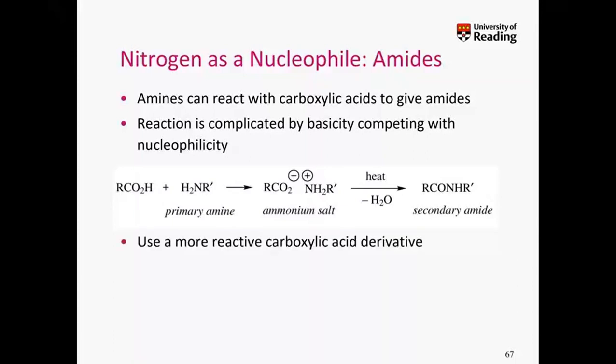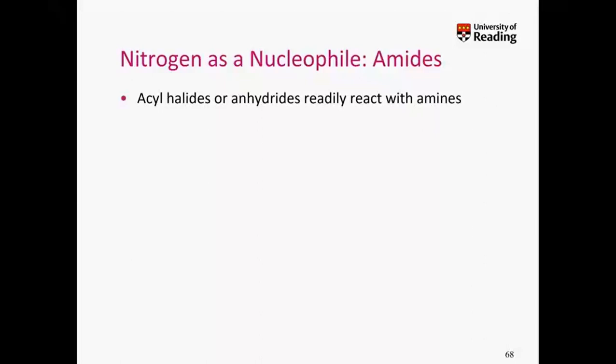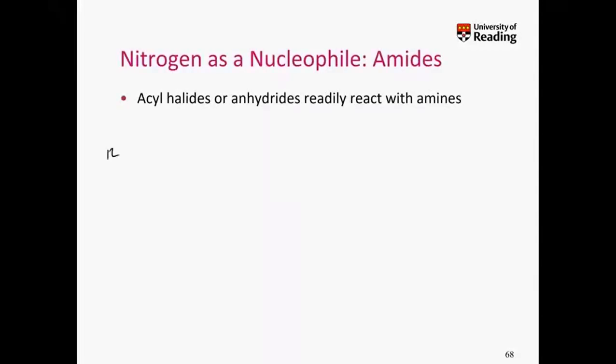What we ultimately want to do is use one of those more reactive carboxylic acid derivatives. So we would take something like the acid halide, the acyl halides or anhydrides, to do that reaction. So if we take an acid chloride again, and we take our amine. Again, the acid chlorides are very reactive, so we don't need to worry about activating them in any way. We get our tetrahedral intermediate.